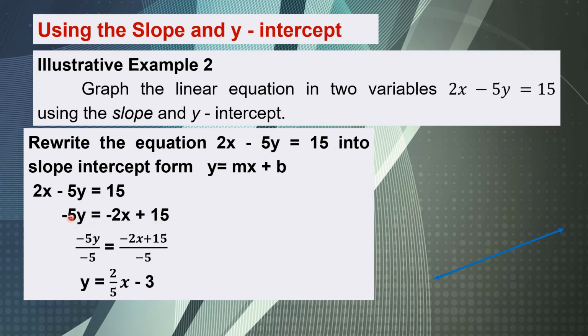Kailangan matanggal yung negative 5 kasi y lang dapat ang matira. So, we need to divide both sides of the equation by negative 5. So, negative 5y divided by negative 5 is equal to y. Negative 2x divided by negative, so negative divided by negative is positive. So, we have here positive 2/5 x. Then, positive 15 divided by negative 5 is negative 3. Why negative?